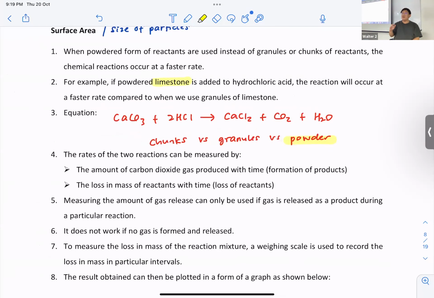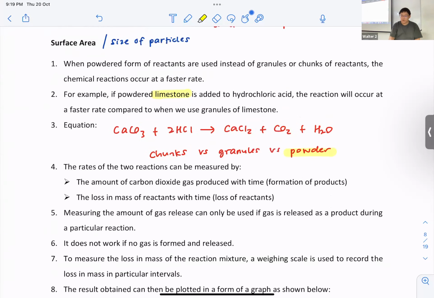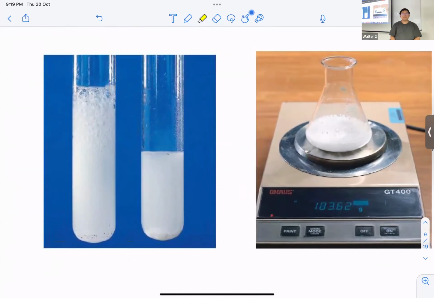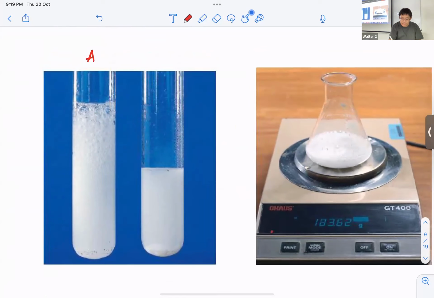So very subjectively, you can also just look at the tubes and tell me which one has a higher rate of reaction. If you go to the next page, you'll be able to see. So we have tube A and tube B. Which one has a higher rate of reaction according to what you see? A. Why? More bubbles can be seen forming in a shorter period of time.